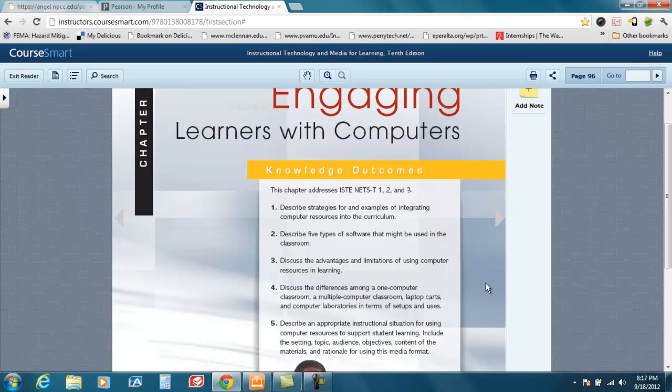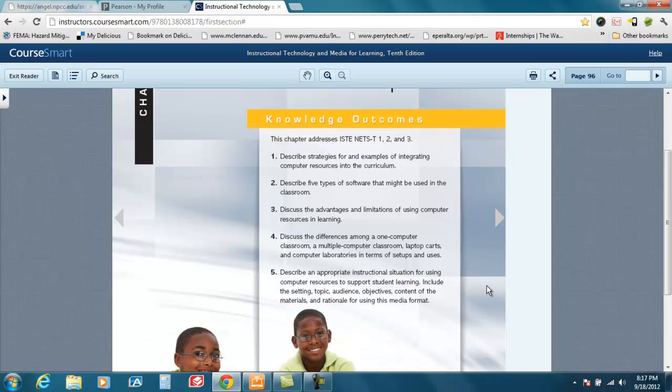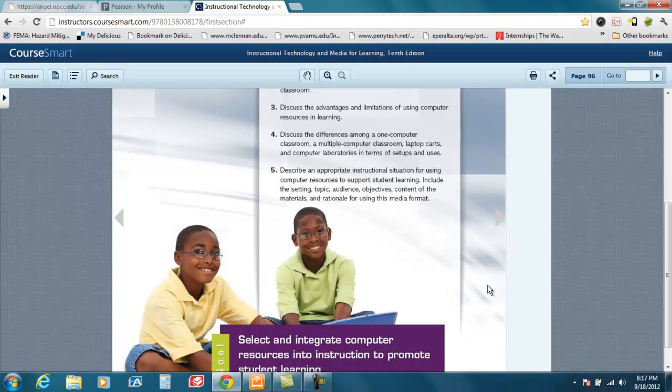of those scenarios. And finally, the chapter describes appropriate instructional situations for using computer resources to support student learning. So this would include settings, topic, audience, objectives, content of the material, and rationale for using this particular media form.